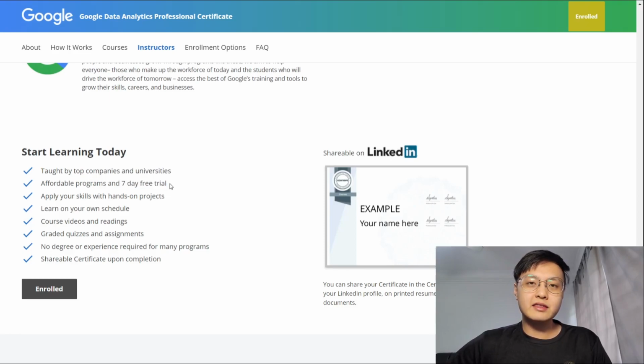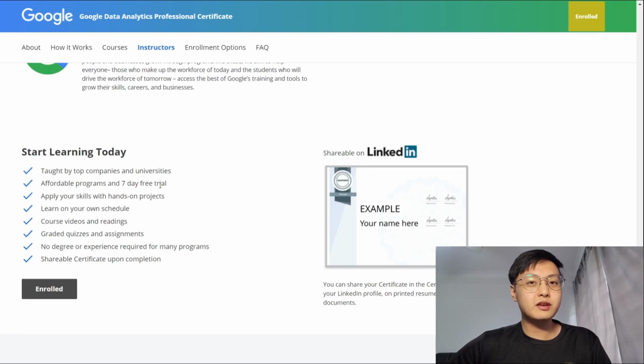and then you'll be paying $39 for every subsequent month after the seven-day free trial. I would say this is really worth it and really affordable if you're looking for a very good certificate that covers a lot of ground in terms of an entry-level data analyst requirement.